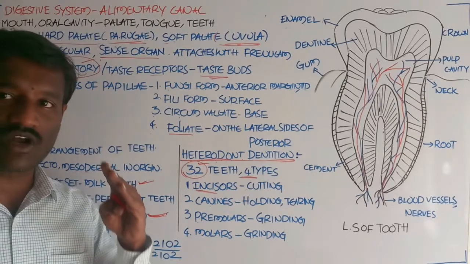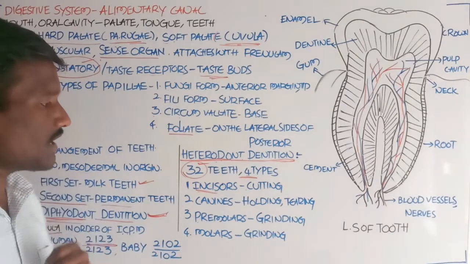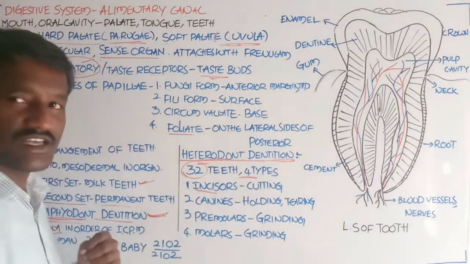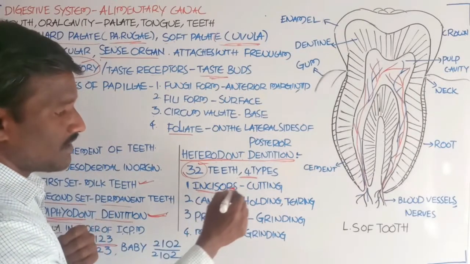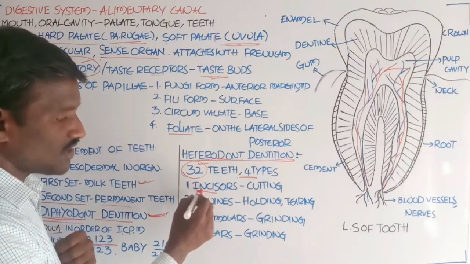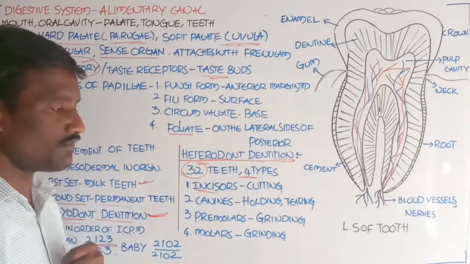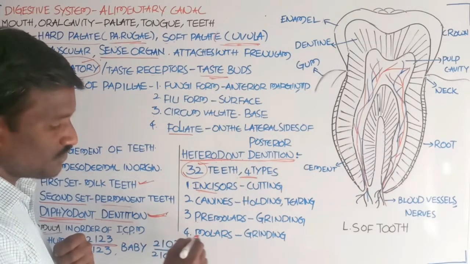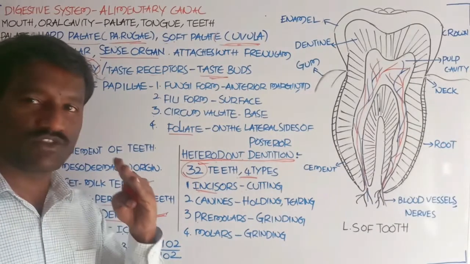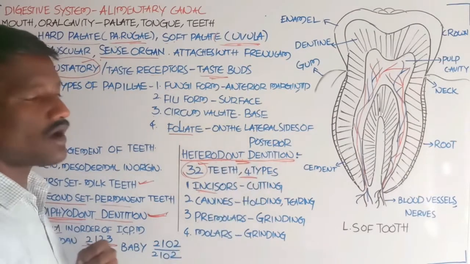Heterodont dentition means a total of 32 teeth are present in human beings, arranged in four different types. The first one is the incisors, present in front, which help in cutting the food. Canines are next to the incisors and help in holding and tearing the food. The third is the premolars and the fourth is the molars, which help in grinding the food particles. These four types of teeth present in human beings are called heterodont dentition.